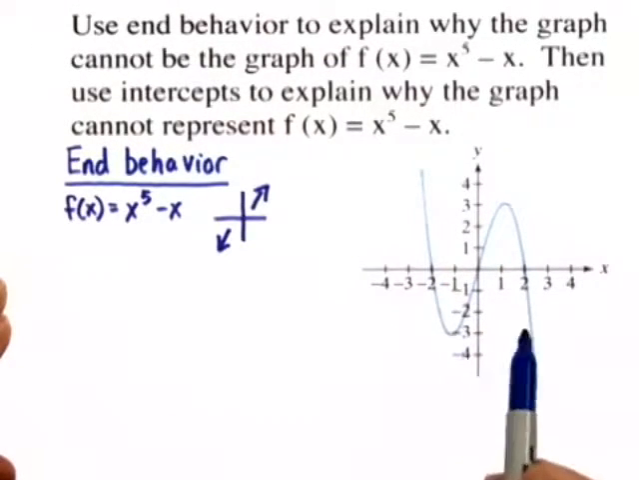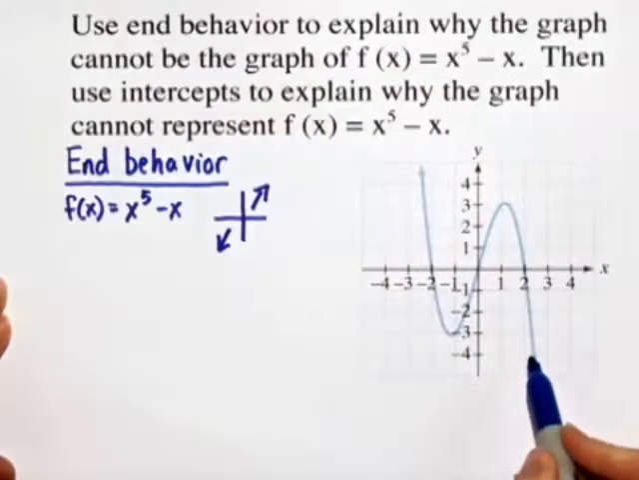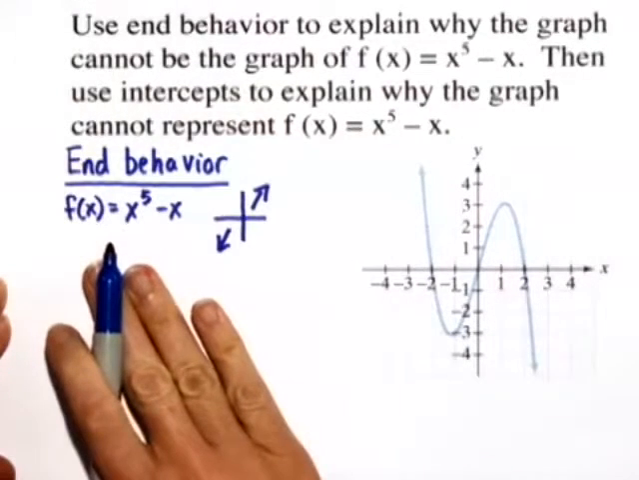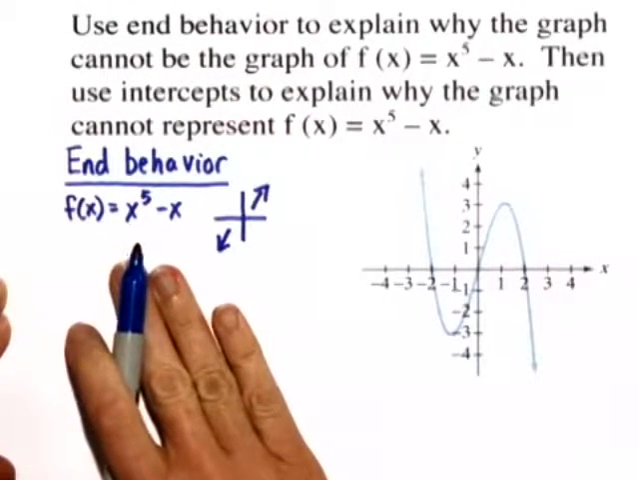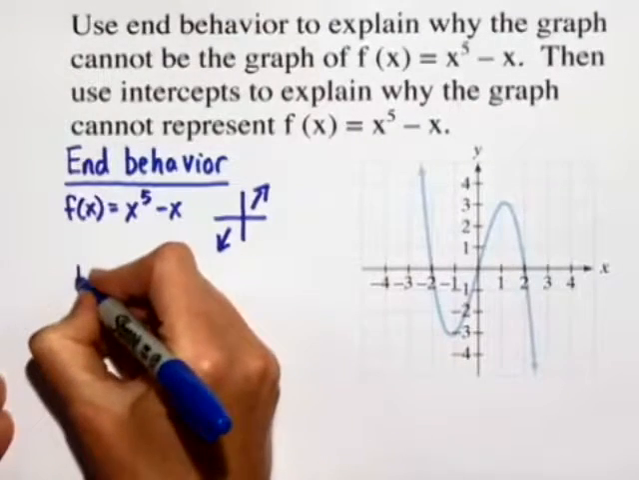In this case, that's not happening here. This rises to the left and falls to the right. So by the end behavior, the graph of f of x equals x to the fifth minus x cannot be this graph. Let's also look at the intercepts.